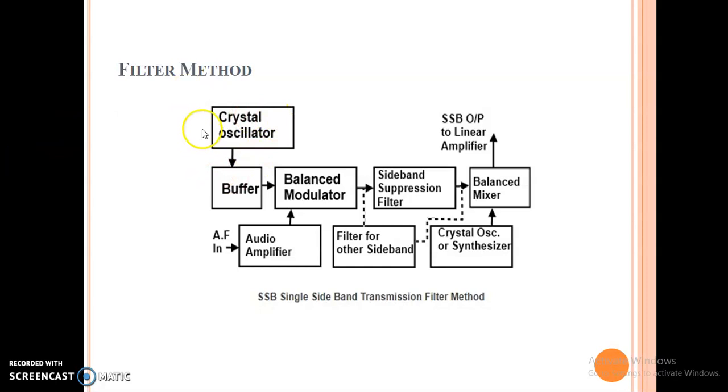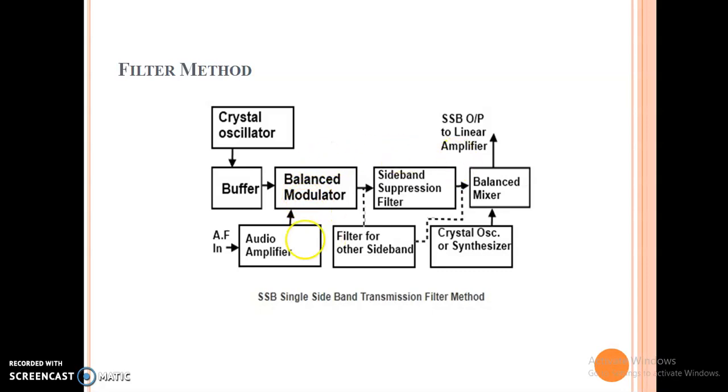So first we will discuss the circuit diagram. Here first of all we are having this crystal oscillator. This crystal oscillator will generate a signal of frequency f1 and it goes to the balanced modulator through this buffer. The second input to this balanced modulator is the modulating signal, an audio frequency signal. First it goes to the audio amplifier, boost up the signal, then it goes to the balanced modulator. What is the basic function of the balanced modulator? It is used to suppress the carrier.